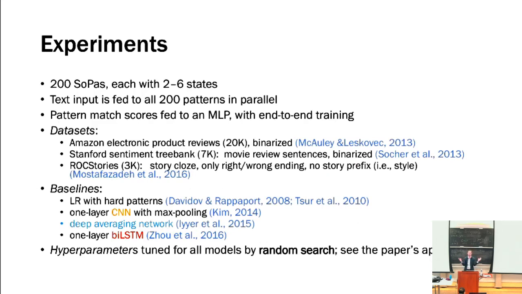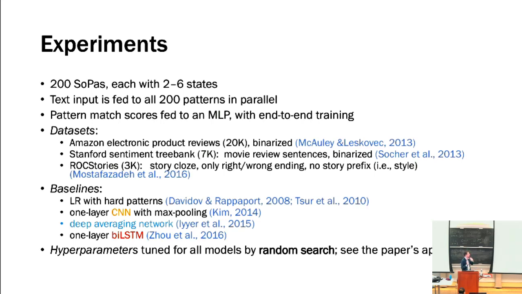We had 200 patterns in our model. We varied the number of states, probably an even split across 2 to 6 states. So when you pass text through the neural network, it's going through all 200 patterns in parallel. 200 is maybe too many. I'm not really sure. Later in the talk, I'll come back to this idea that maybe we can do more with less. But 200 felt like maybe enough. Sentiment classification is not that complicated a problem, we hope.